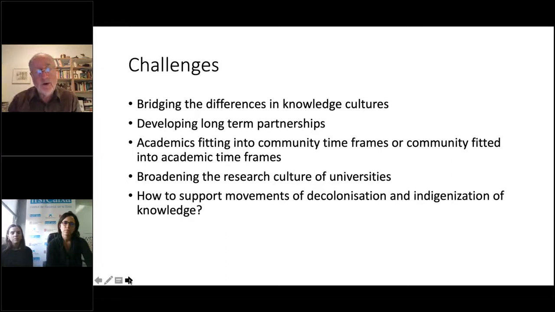Long-term partnerships: of all the literature in participatory research, much talks about the benefits of long-term partnerships. Well, long-term partnerships are sometimes difficult for academics, who tend to be more project-based. Funding is linked to a one-year or two-year or three-year project. And do the partnerships continue beyond that or not? So there needs to be much more attention to the organic nature of partnerships.